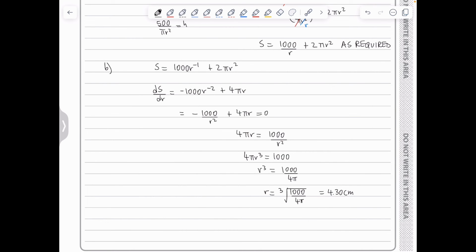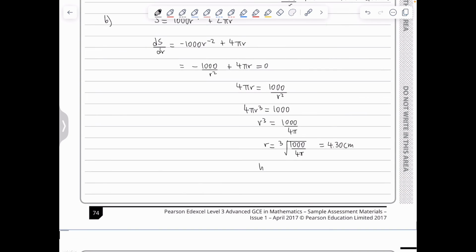The question is asking for the dimensions, so I also need to find the height. Remember that the height was 500 over pi r squared, so to find the height, I'll do 500 over pi times the cube root of 1000 over 4 pi raised to the power of 2, and this gives an answer of 8.60 centimeters.